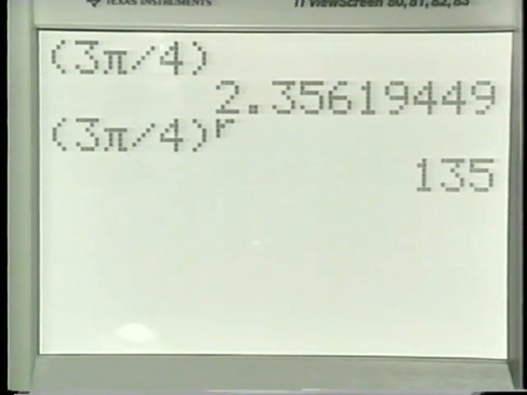So it's important that I put those parentheses. And 3 pi over 4 is 135 degrees. So it's important that you do that. Okay? Now you try it. Let me step you through.